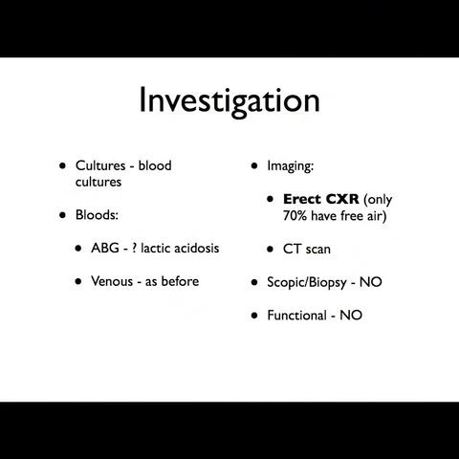Imaging. So the main thing is the erect chest radiograph. So you're looking for free air, normally under the right hemidiaphragm. Can be under both, but right is obviously the more specific one, because on the left, it looks like often there's free air because of the gastric bubble. So air under the next slide shows that actually quite well. A CT scan to find out where the perforation is. And that's about it for this. No scopic or functional test really here.